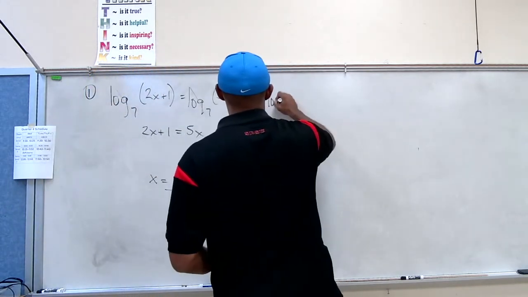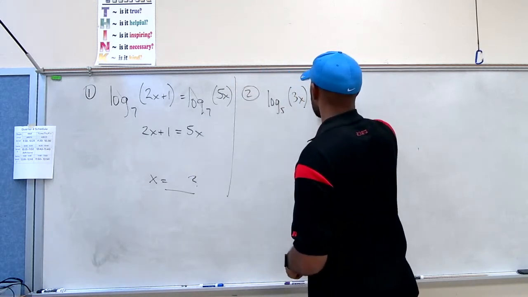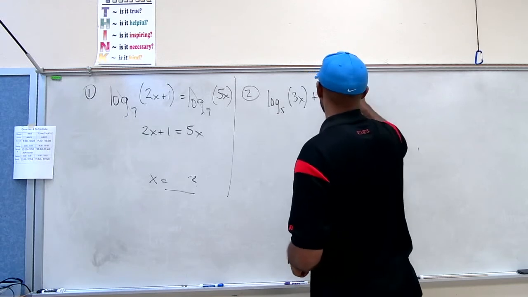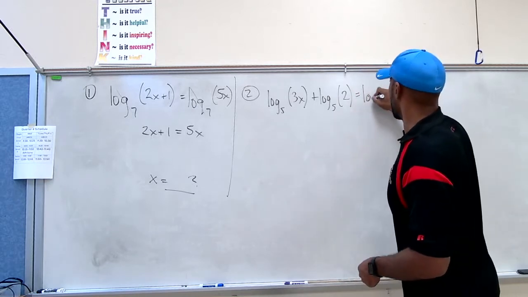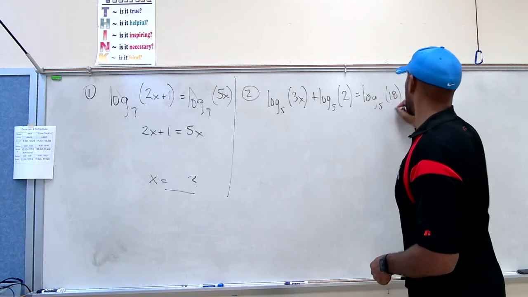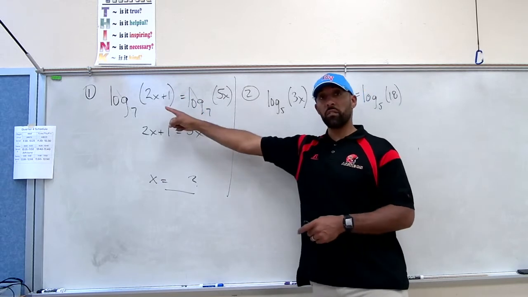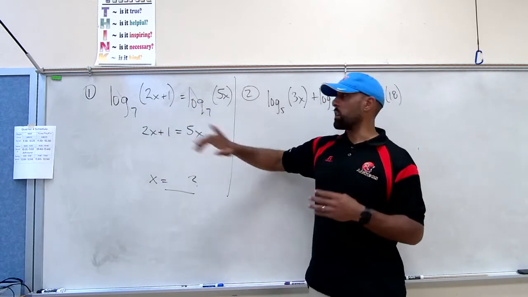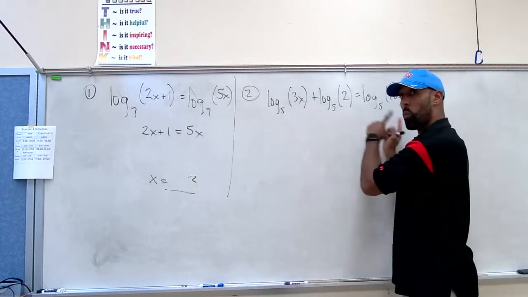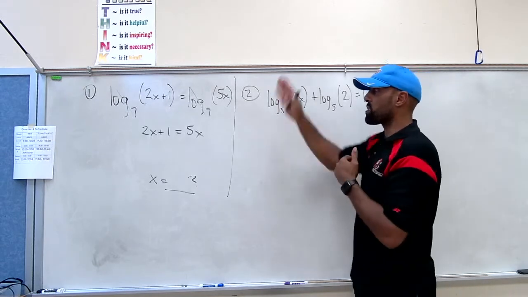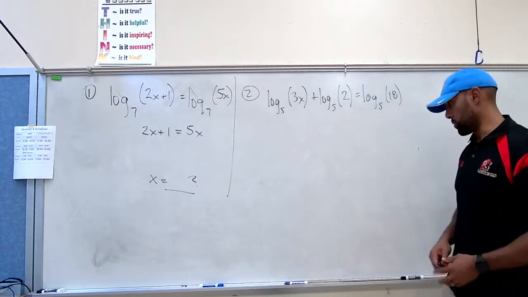Okay, second one. Let's do log base 5 of 3x plus log base 5 of 2, just 2, not 2x, is equal to log base 5 of 18. Okay, only difference on this one is that over here I had one log on the left side of the equal sign, and on the other side just one log. But here I've got two logs on the left side and one on the right. So before I just cancel them out, I've got to combine these two together.